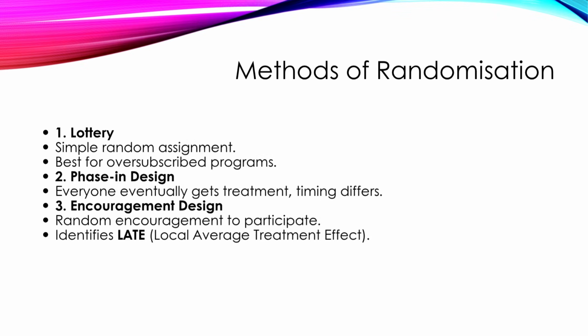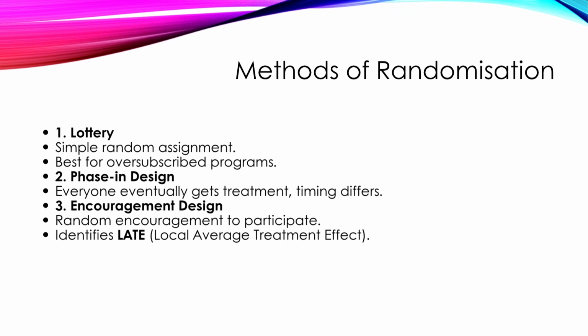But now let's take a look at the methods of randomization. So we have the lottery, we have the phase-in design, and the encouragement design. The lottery is simple randomization. It randomly assigns units to the treatment group or the control group. It's best for small-scale or pilot programs, oversubscribed programs with excess demand, and long-term impact studies where the control group remains untreated. The challenges here are high attrition in the control group, since there's no incentive to stay, and ethical concerns. The control group never receives the treatment.